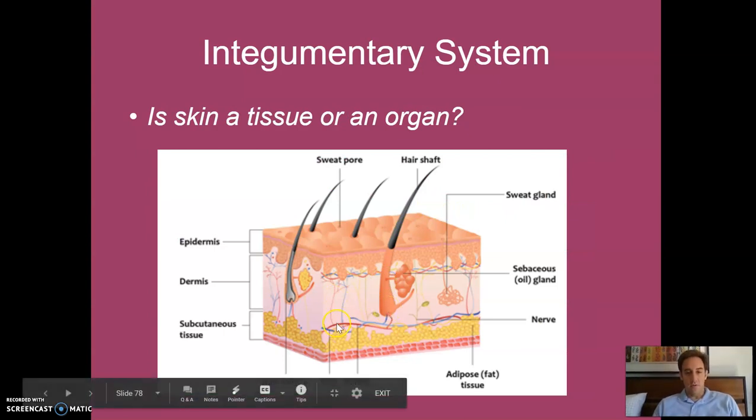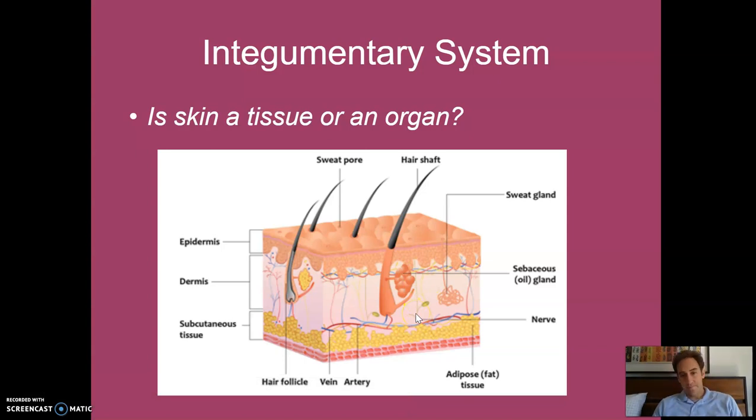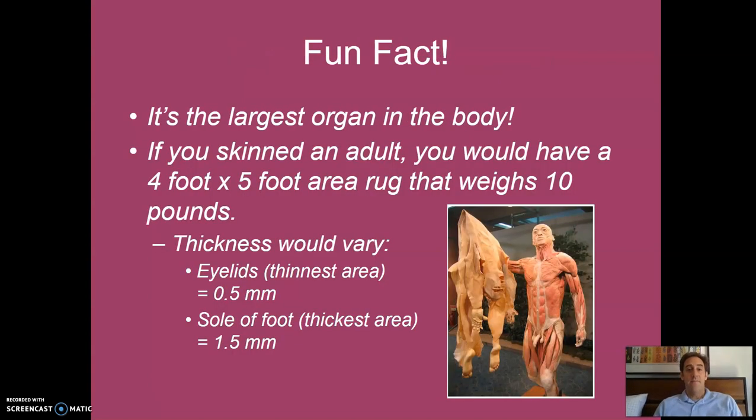So for example, you can see blood in here. There's arteries and veins in skin. So blood is a type of connective tissue. There's adipose tissue, fat, right here. There's nervous tissue in there, because you can feel when somebody pricks your skin with a pin or something. There's epithelial tissue covering the skin. So there's lots of different tissues working together. So we call it an organ. Not only that, it's actually the largest organ in the entire body.